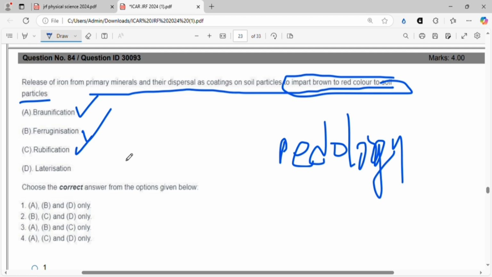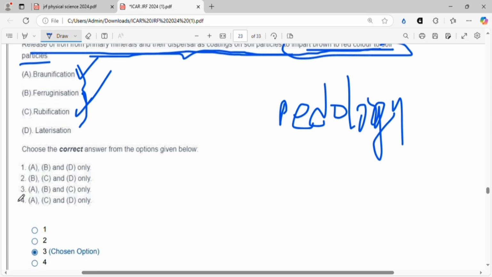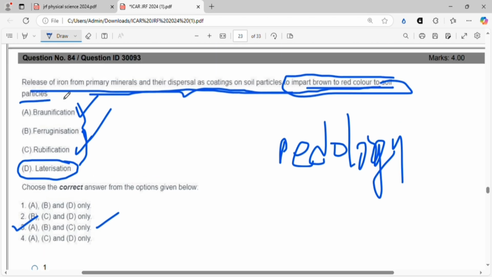All these three are the same processes, and the definition is release of iron from primary minerals and their dispersal as coatings on soil particles to impart brown to red color to soil particles. So the answer will be A, B, and C only, because in option D you can see laterization, and laterization is not release of iron from primary minerals and dispersal as coatings on soil particles. Laterization is accumulation of sesquioxide.